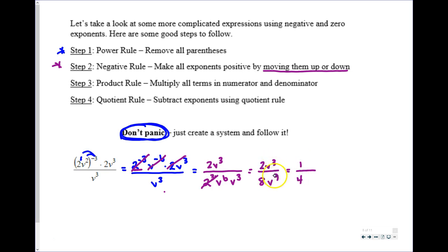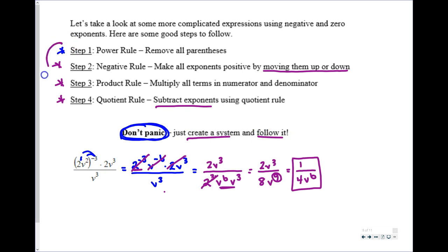And now that I have these two on top, okay, sorry, that's what I did here at step 3. I did the product rule. That's what this was. And then step 4 is now subtract the exponents using quotient rule. Well, 9 minus 3 is 6, and this is the bigger exponent, so I've got v to the 6 on the bottom. Okay? These problems are all manageable as long as you create a system and follow it.